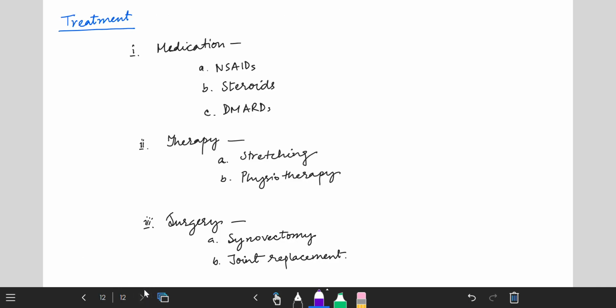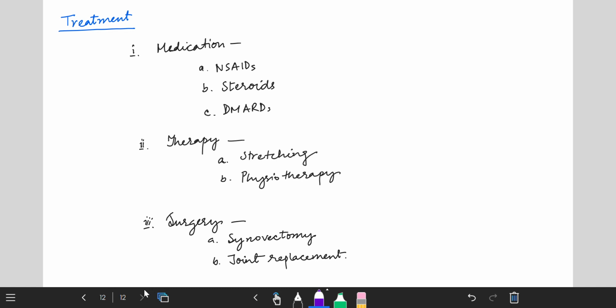Now treatment, which kinds of treatments are available? You should keep in mind that there is no cure or no specific treatment available for rheumatoid arthritis. Only to help the patient and to relieve the symptoms, medication is the first choice. In the medications, NSAIDs, steroids, and DMARDs can be given. Second one is therapy. First is stretching therapy and second is physiotherapy or physical therapy.